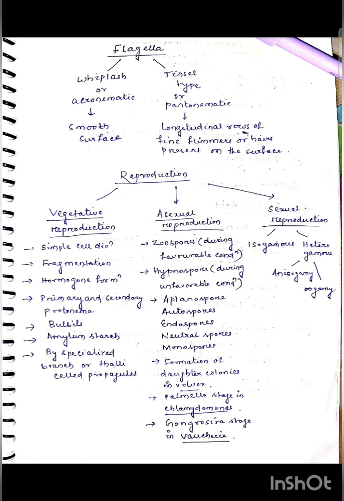Then sexual reproduction may be isogamous, where two gametes are equal in size, morphologically and cytologically both gametes are similar. Heterogamous, when both gametes are unequal: anisogamy and oogamy, where the female gametes are large and non-motile and male gametes are small and motile. So these are different modes of reproduction.